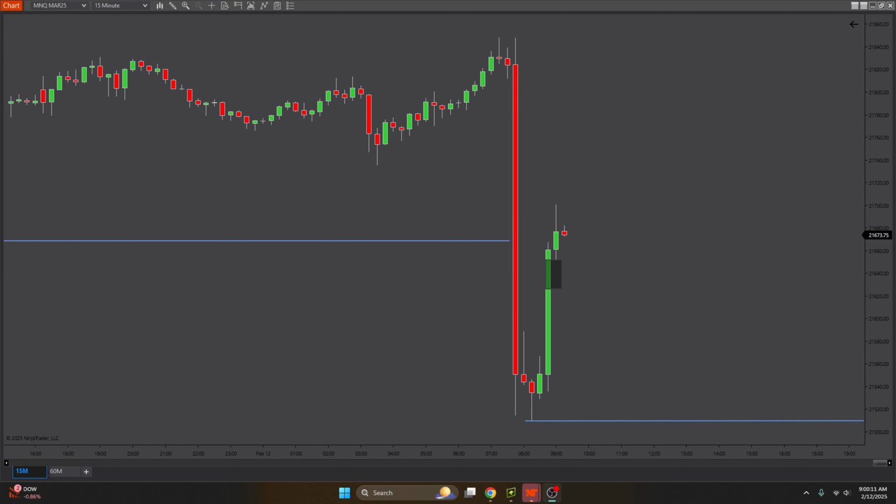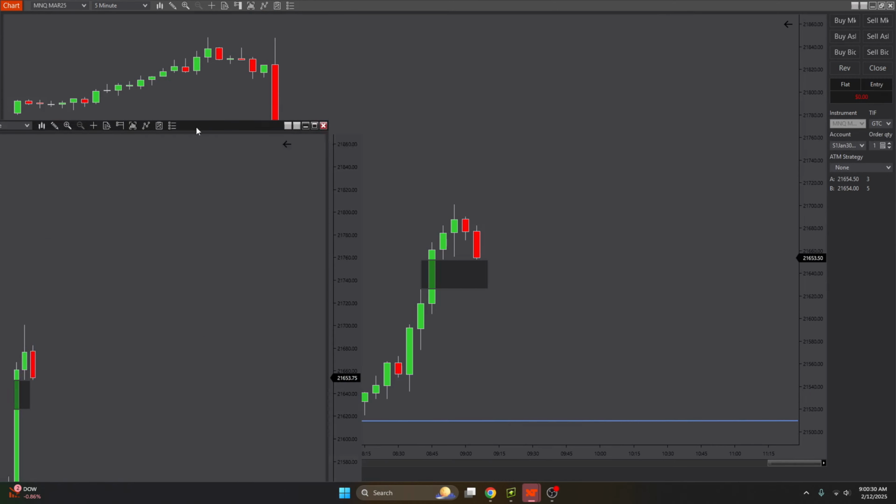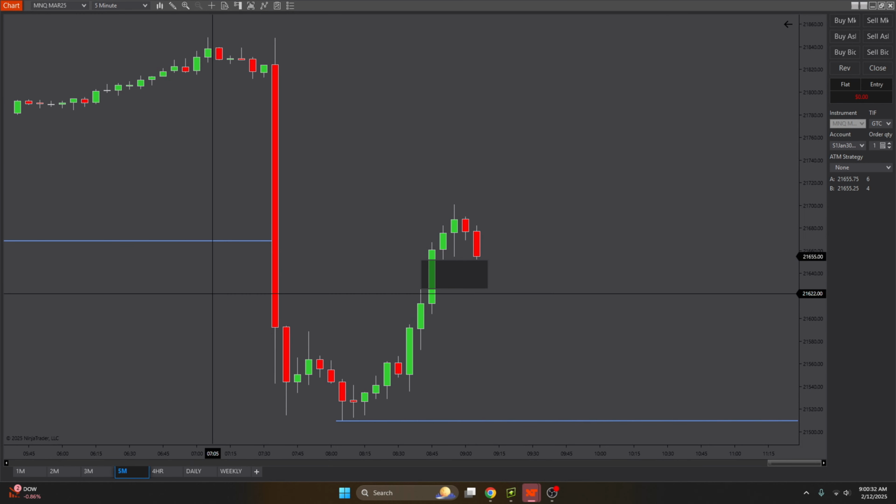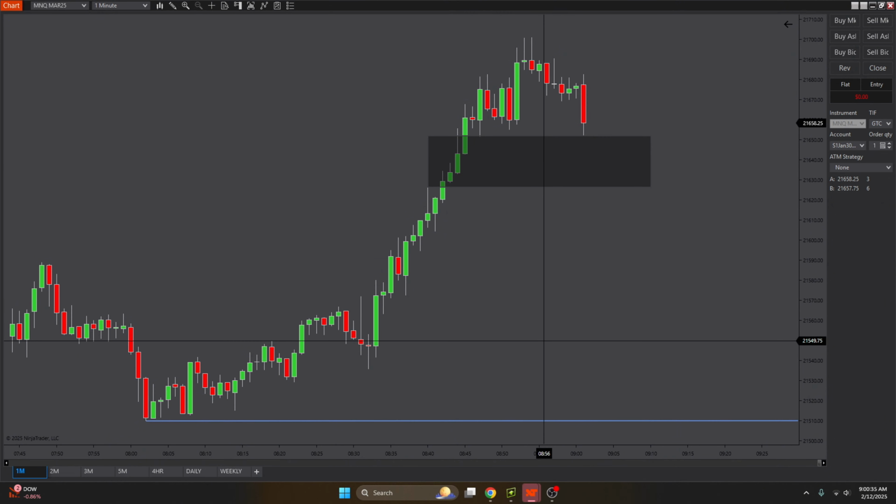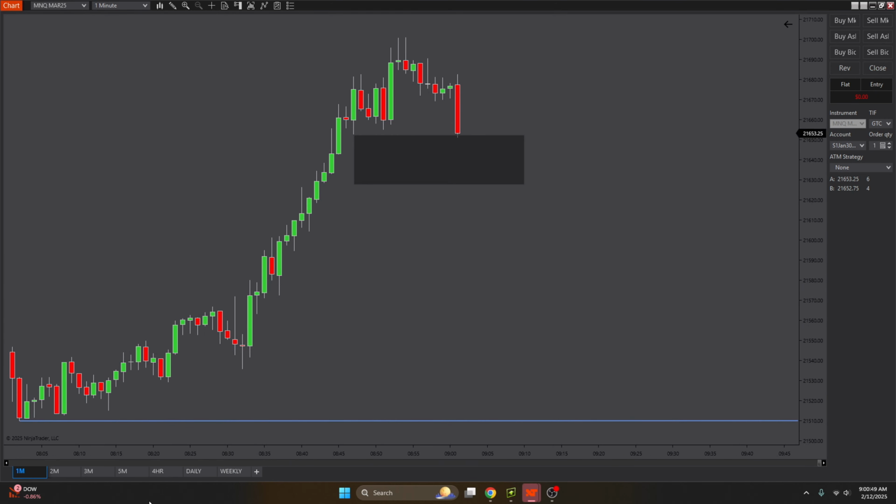We are looking to get long here most likely. Or shall we dig into it? Here we go, we're digging into it. I believe this is where that would, whoa. Oh, my 1 minute doing that. 1 minute chart's acting a little funny today.